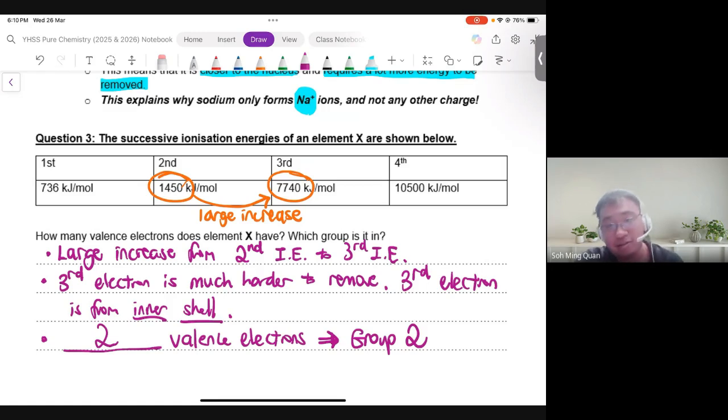Okay, I got the data. It's for magnesium. All right, magnesium is in group 2. All right, so this is how you actually work out from the ionization energies which group an element is from. You always look for the large increase.